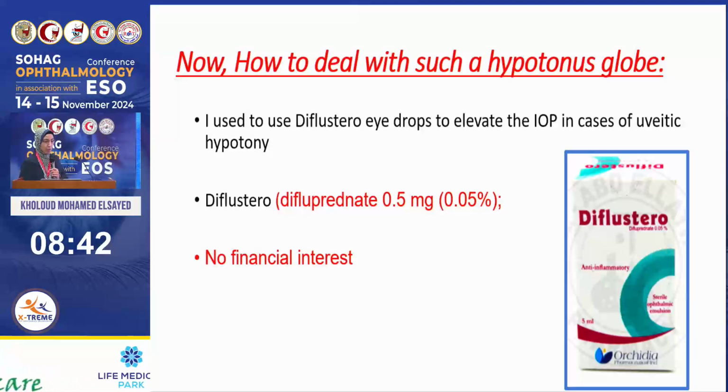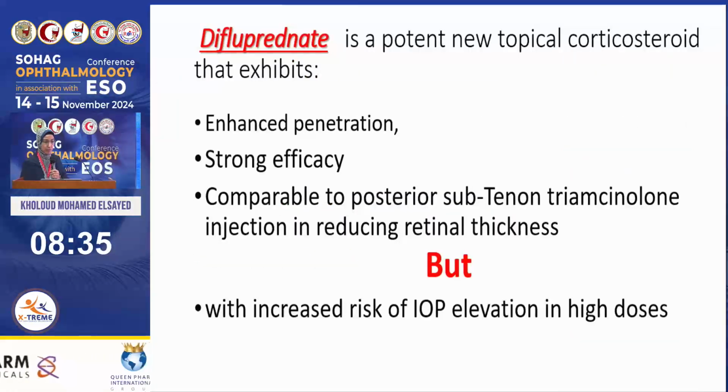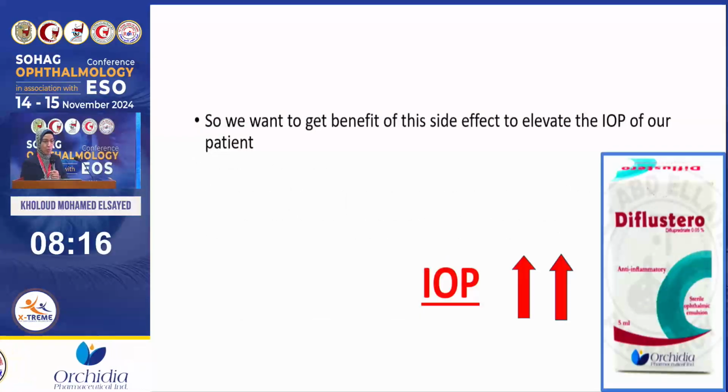I used to use difluprednate eye drops to elevate the intraocular pressure in cases of uveitic hypotony, no financial interest. Difluprednate is a potent new topical corticosteroid that exhibits enhanced penetration, strong efficacy, and is comparable to posterior subtenon triamcinolone injection in reducing retinal thickness, but with increased risk of intraocular pressure elevation in high doses. So we want to get benefit of this side effect to elevate the intraocular pressure of our patient.